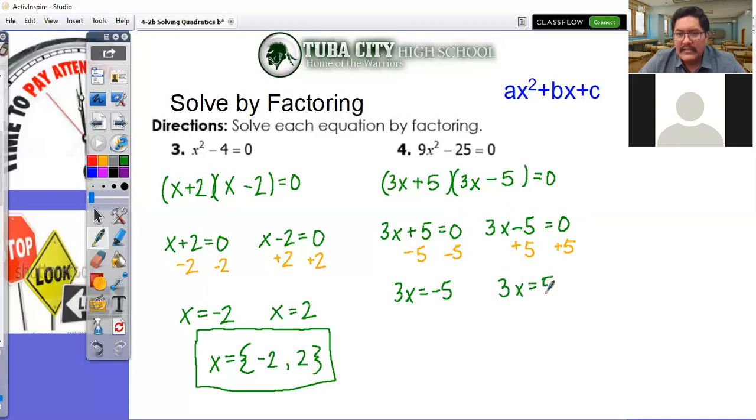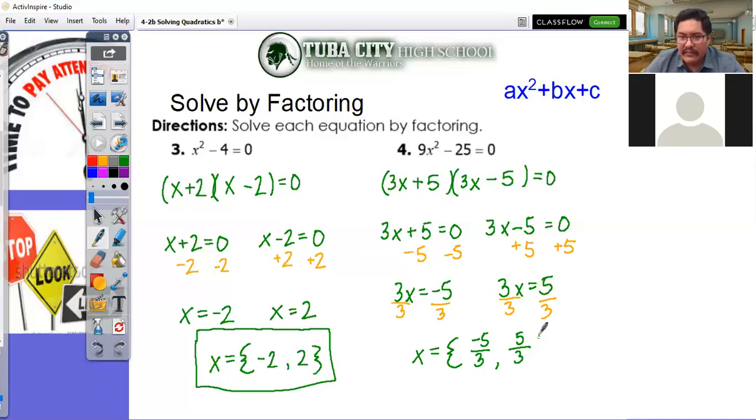3x equals positive 5. Now in this case here, it looks like we're going to end up with a fraction, so I'm going to have to continue getting this x by itself. So all other numbers need to get away from the variable. Divide by 3, and that'll cancel that 3 out. X equals, and I think I'm ready for the solution in this case. And I cannot divide or simplify this, so I'm going to go ahead and just leave it like this.